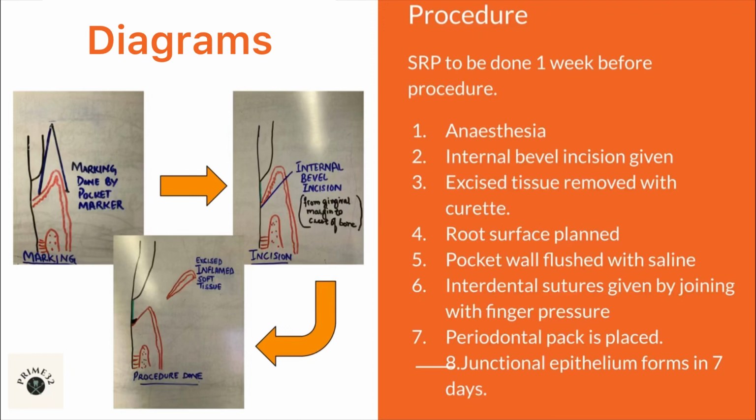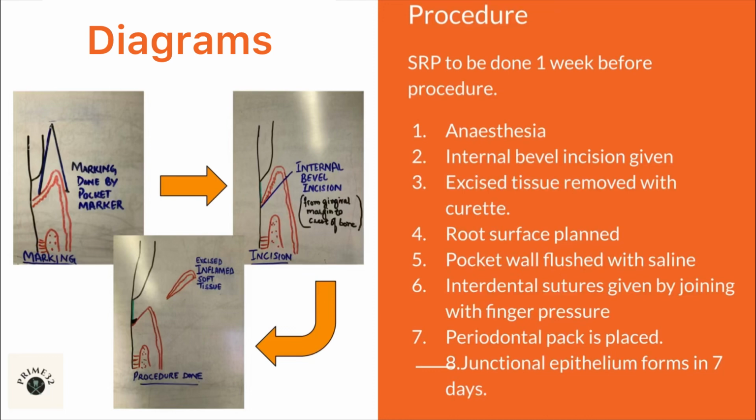Next is procedure. One week before, SRP is done, which is a must for surgery. On the day of surgery, anesthesia is given. A few drops of solution are injected in the lateral wall of the pocket. It will help in reducing the bleeding and makes the tissue firm to be excised. Then mark with the pocket marker by placing it inside the sulcus as shown in the diagram.